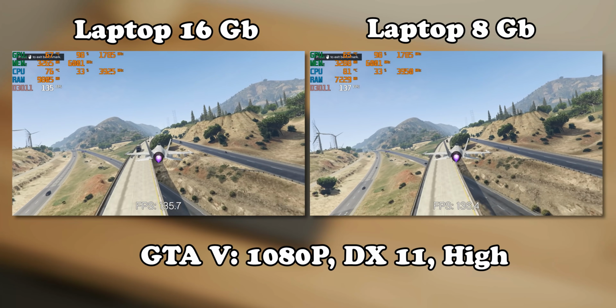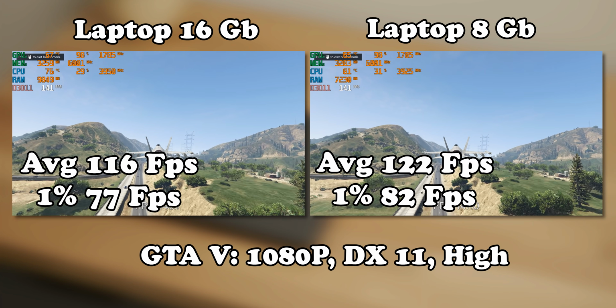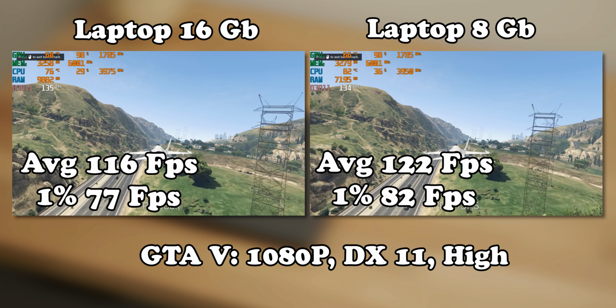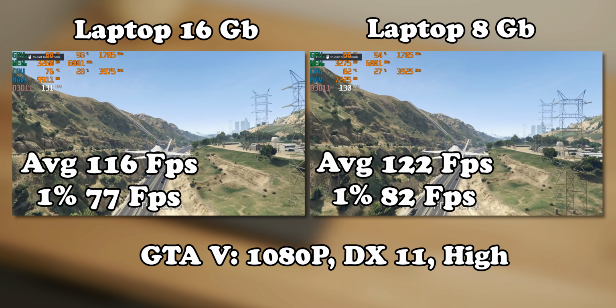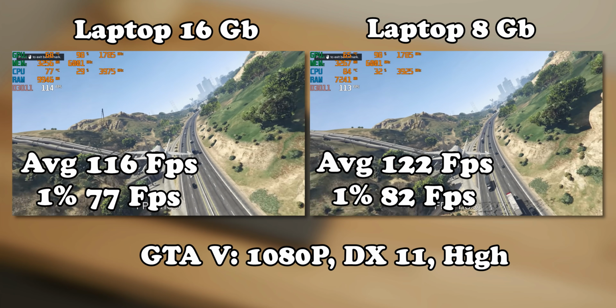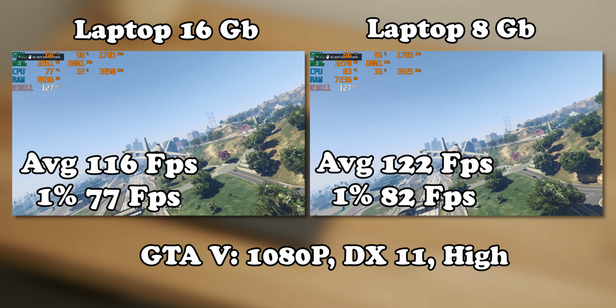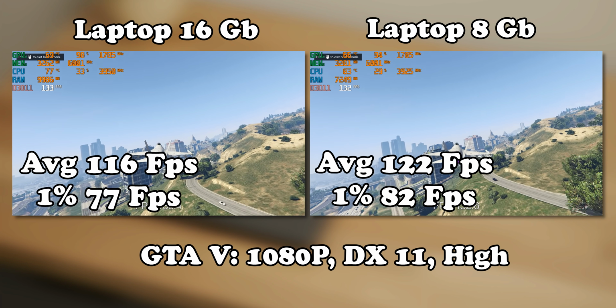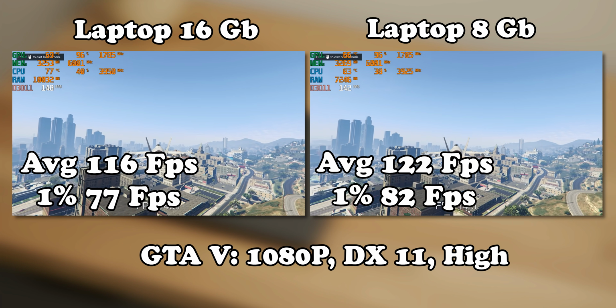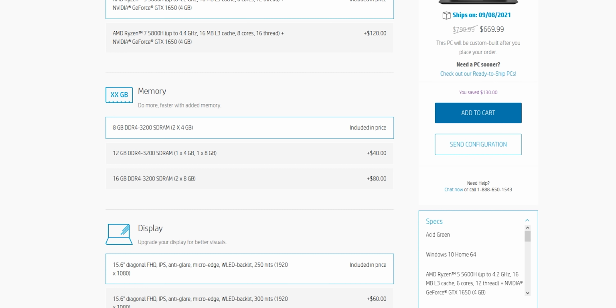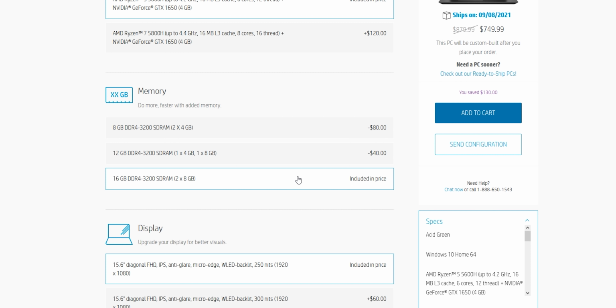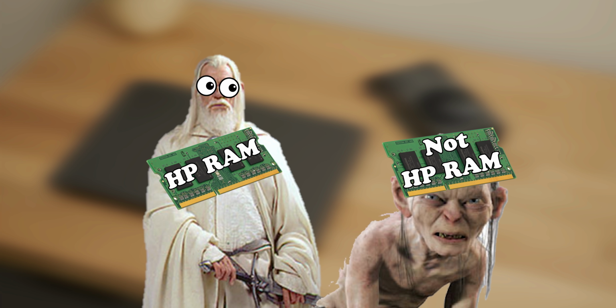And next up is GTA 5, which, yeah, that didn't really benefit. If anything, the 16GB configuration actually ran a little bit slower, and I think that is due to the bandwidth difference between the 16GB and the 8GB configurations. So the moral of the story here is if you do want to buy one of these laptops, just buy it from HP with 16 gigs of RAM at 3200 MHz from the factory, because apparently HP RAM is magic and other RAM is filled with syphilis and buyer's remorse.